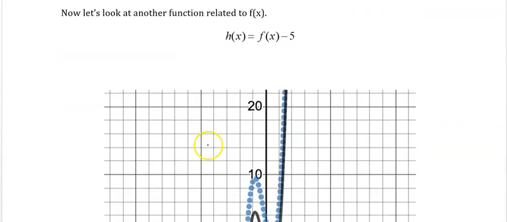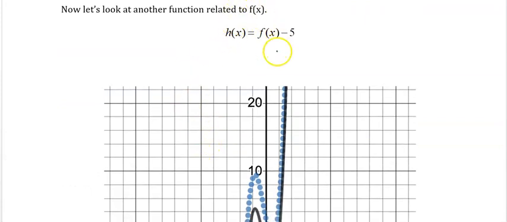So another function related to f of x. This time, instead of adding 10, we're going to find the new y's for our new function by taking what used to be the y values and subtracting 5. When you subtract 5 from a number, you make it worth 5 less, you make it 5 lower on a graph. And we're not doing anything to the x-coordinates.